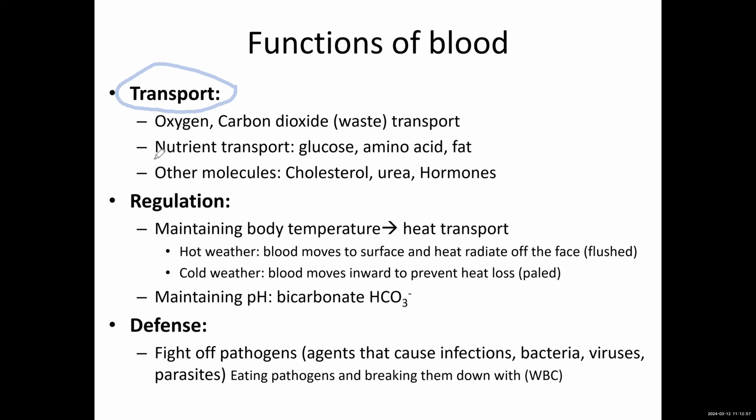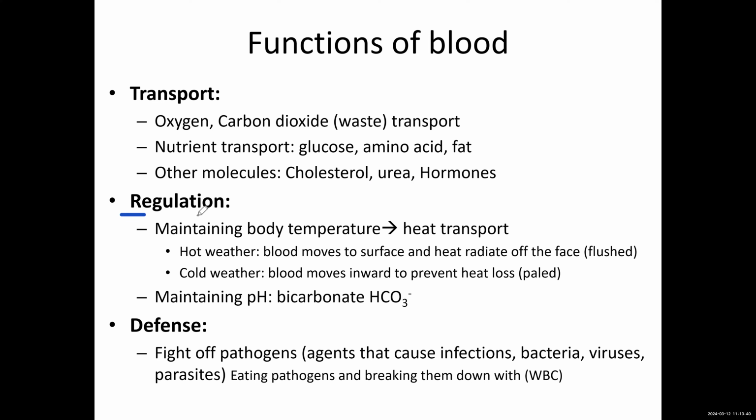Your blood also transports nutrients: glucose, amino acids, fat. Where do you get these nutrients? When you eat your food, you digest it. You break it down into nutrients, and those nutrients, such as sugar, amino acids, proteins, you absorb into your blood, and your blood takes them to your organs. And other molecules, such as cholesterol, urea, and hormones. Your blood carries endocrine hormones from your endocrine glands to their target organs. So that's the first function, transport.